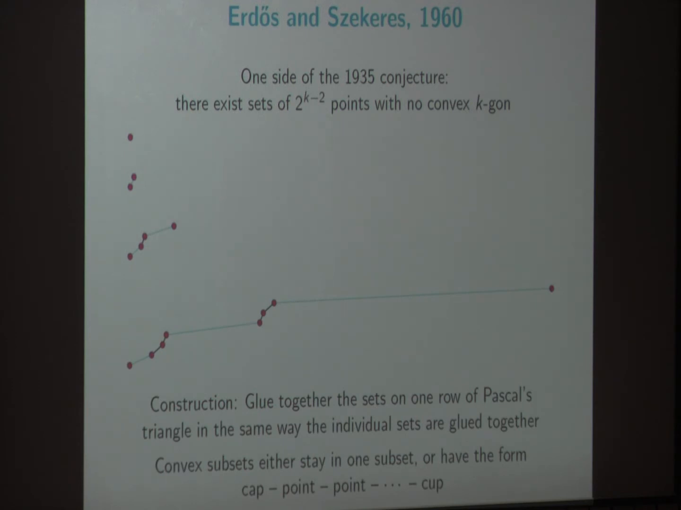And if you do this, and you look at what a convex subset can be in here, well, either they are a convex subset of one particular point set in that row, or they start out as a cap on one side and then have a sequence of points, and then a cup on the other side. And based on that structural decomposition of the convex subsets, you can prove that there is no convex k-gon because we know how big the caps and the cups are, and when you calculate how big they get when you put things together, you get this number k.